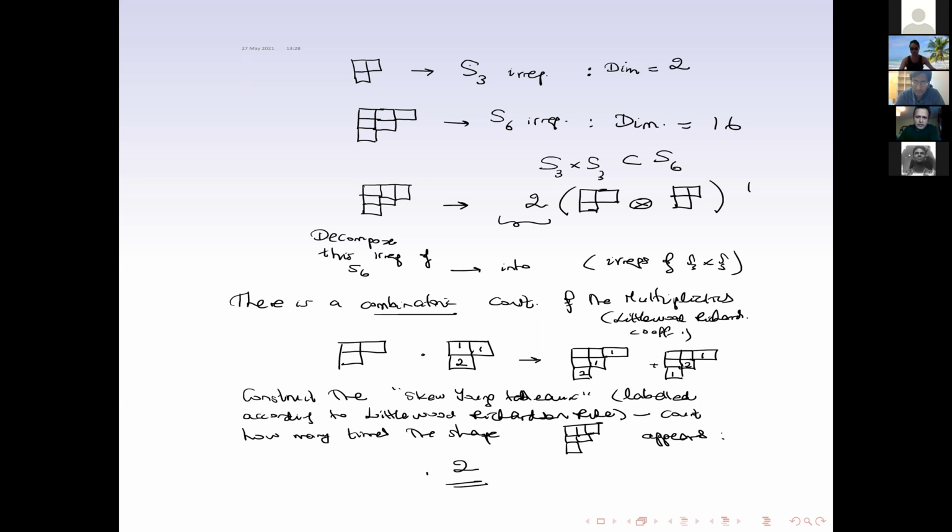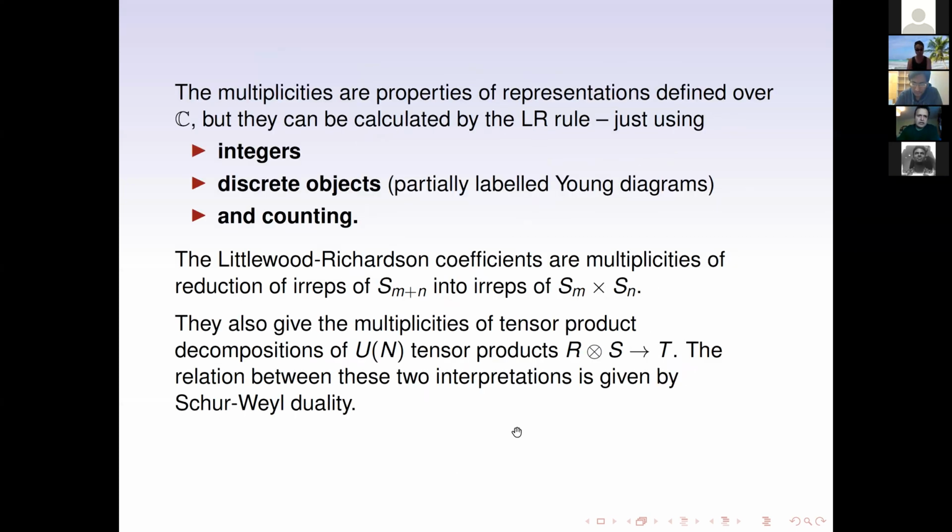So that's a combinatorial construction of something defined in terms of representations. These are representations over complex numbers. You have matrices representing all the group elements, in general complex, and we're talking about how to reduce them. But the answer to this reduction is entirely in terms of a finite discrete set of objects and some labeling rules. Although the representations are defined over C, using this reduction rule you are just working with integers, discrete objects, and counting. You can get these multiplicities of reduction from this group to that subgroup in general, Sm plus n down to Sm cross Sn.